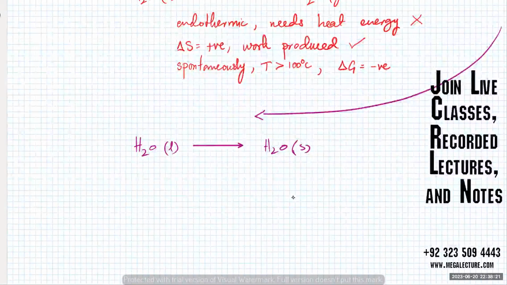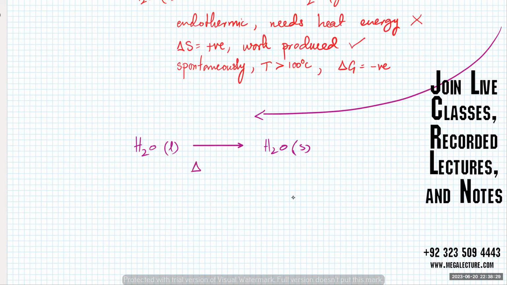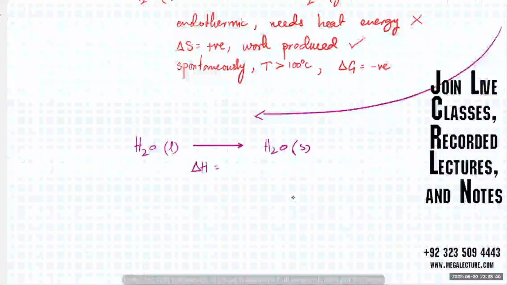Common sense says that this will happen at a lower temperature, right? It's going to be spontaneous at a lower temperature. So how do we justify it using Gibbs free energy? So the enthalpy change for this reaction, is this exo or endo? Endo, exo? Yeah, this one is exo.